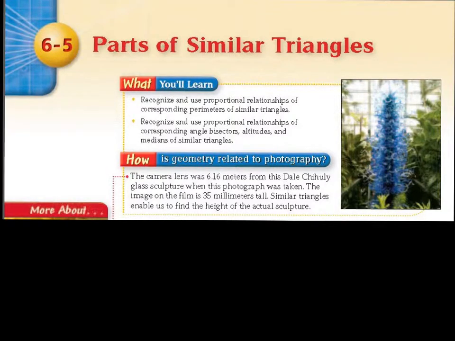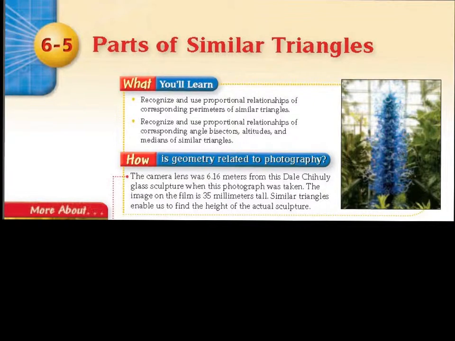The topic for Lesson 6.5 is parts of similar triangles. You'll learn to recognize and use proportional relationships of corresponding perimeters of similar triangles, and recognize and use proportional relationships of corresponding angle bisectors, altitudes, and medians of similar triangles.